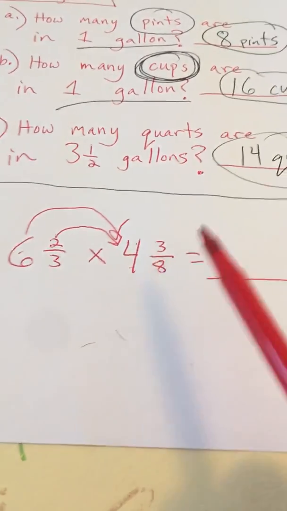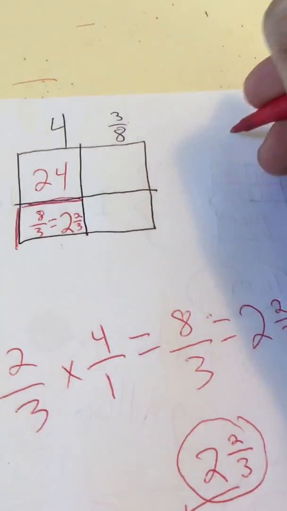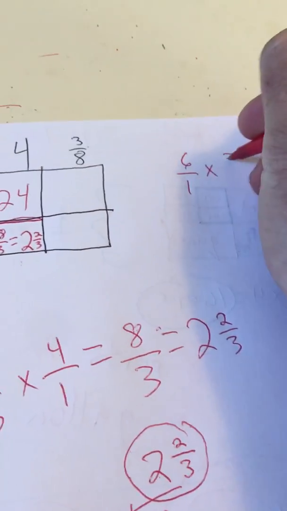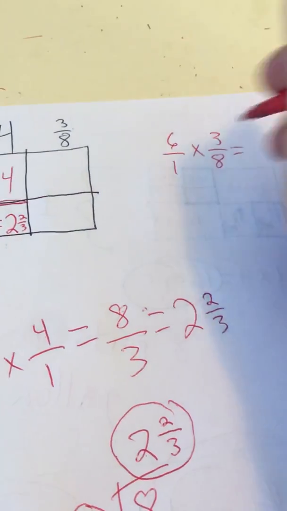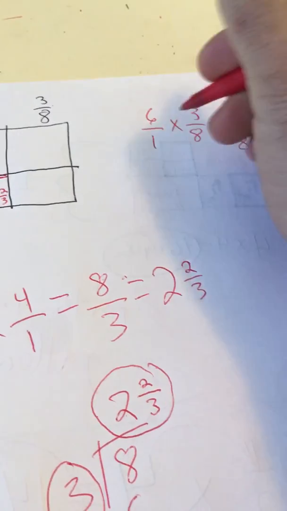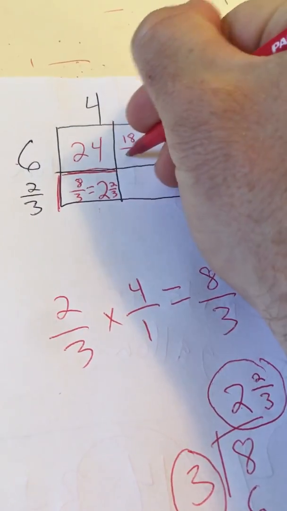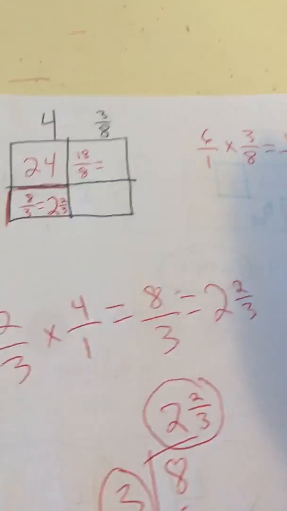Now we got to do them both times 3/8. So we're going to do 6 times 3/8. So 6 times 3/8. 6 times 3 is 18. 1 times 8 is 8. So 6 times 3/8 is 18/8, which is 18 divided by 8.